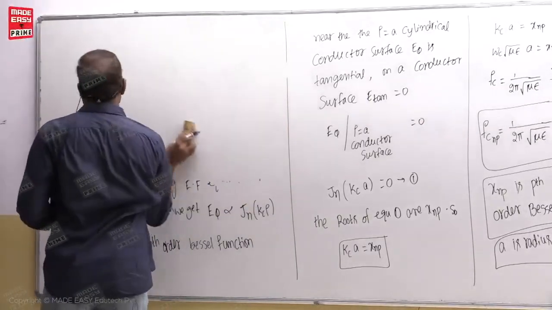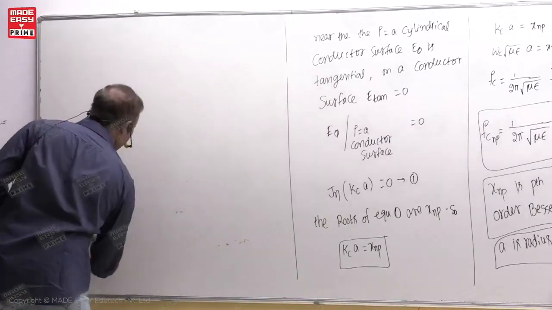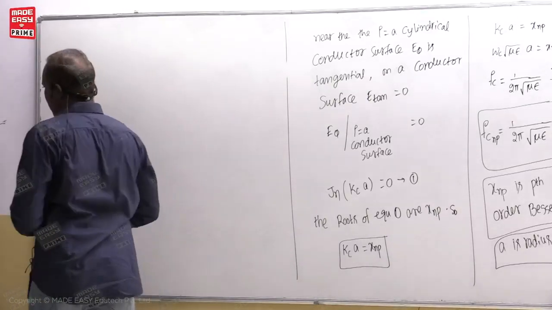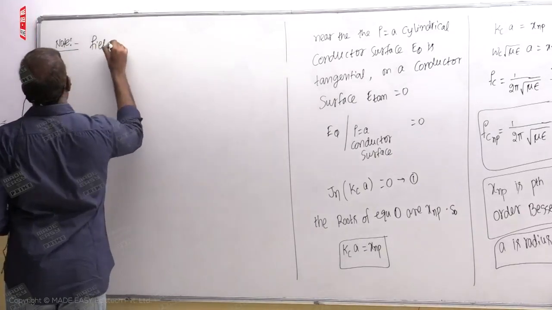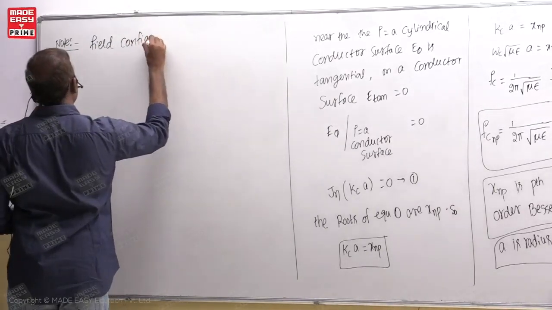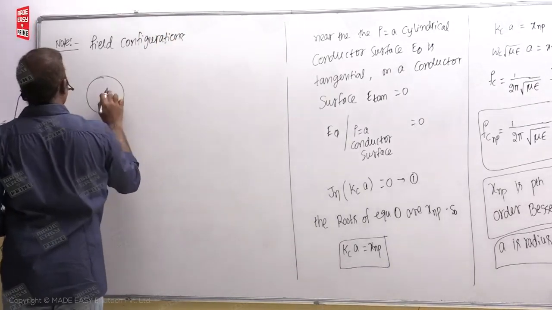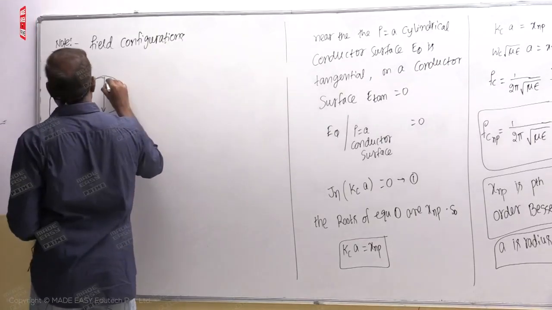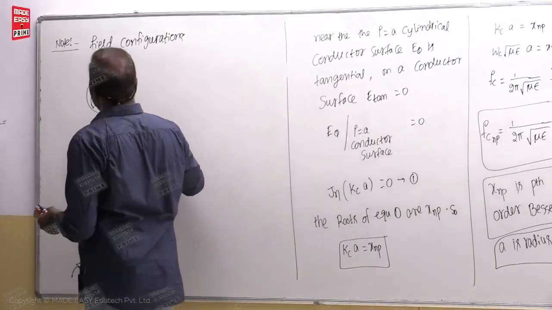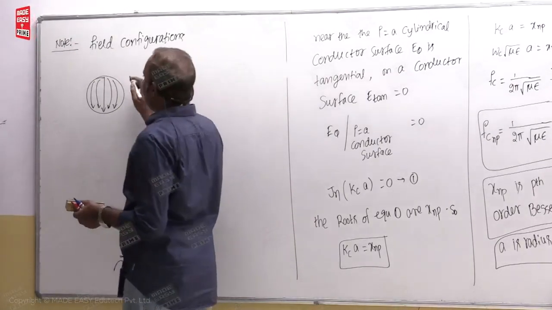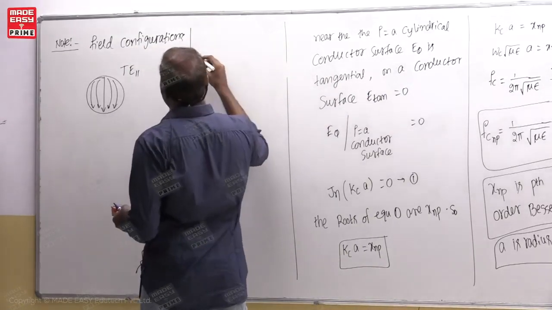Field configurations, I will write in the note. Field configuration means shape, students. This is circular waveguide mouth. Then if electric field is like this, you remember this one. So this is TE11 mode, that is the dominant mode, right?